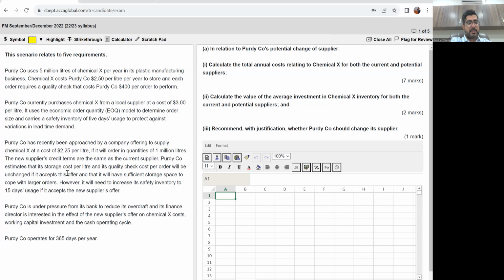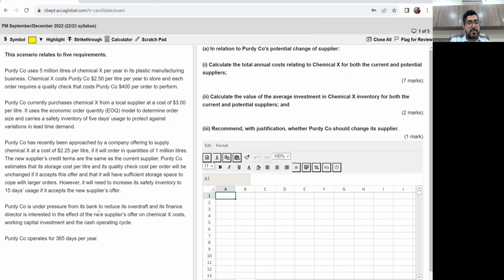The new supplier's credit terms are the same as the current supplier. PURDY estimates its storage cost per liter and its quality check cost per order will be unchanged if it accepts this offer, and it will have sufficient storage space to cope with large orders. However, it will need to increase its safety inventory to 15 days usage if it accepts the new supplier's offer. So the storage cost, holding cost, and ordering cost will remain the same, but safety inventory will be increased from 5 days to 15 days.